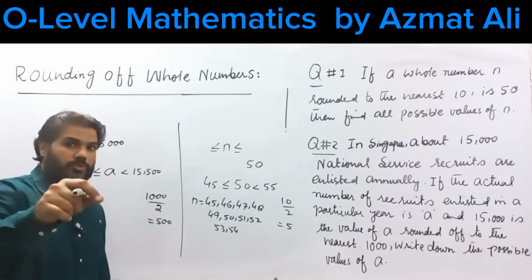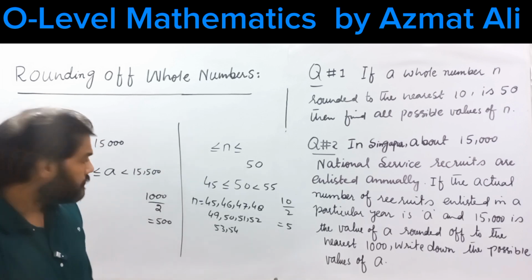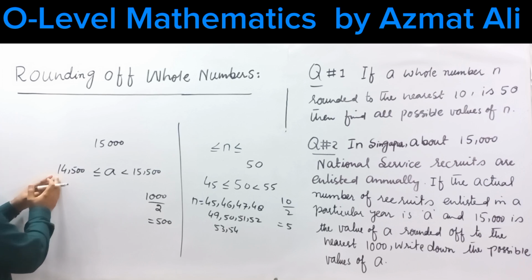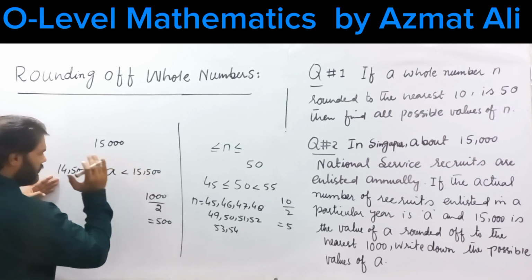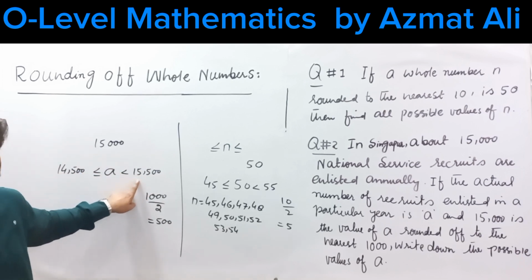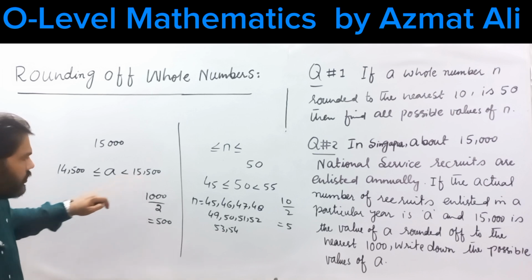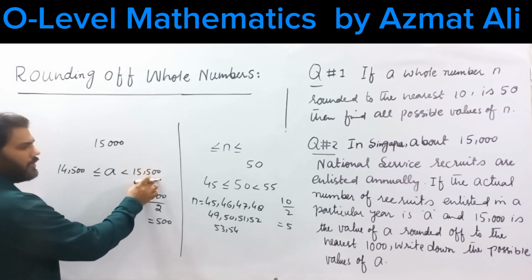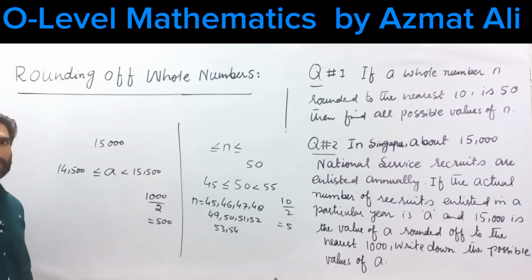So all the possible values of A whose rounded value to the nearest 1000 is 15,000 lie from 14,500 up to 15,500, whereas 15,500 will not be included, because if you include it, its rounded value is actually 16,000.